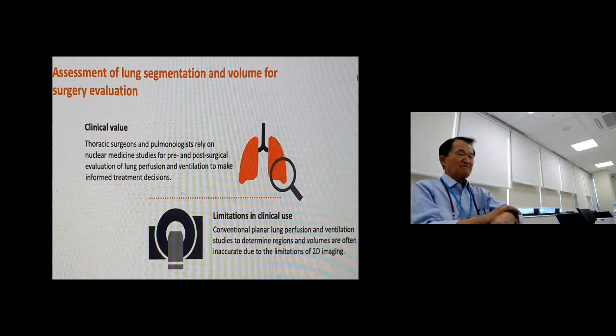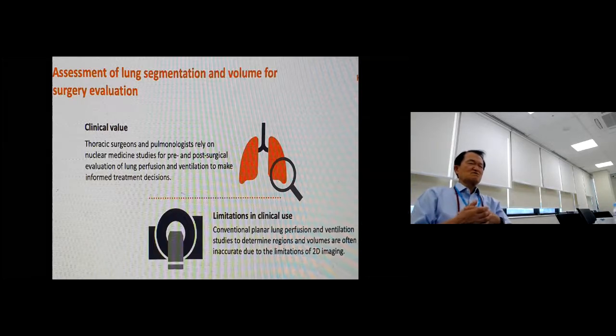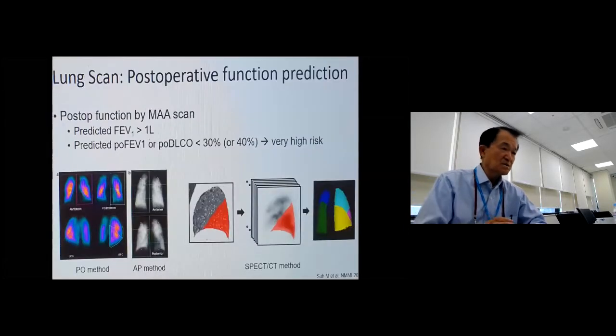So using FEV1, that's a pulmonary function test, normally greater than 2 liters. The minimum should be 1 liter or more. So calculating the resection and the remaining lung, and then seeing how much FEV1 the patient might have after surgery, you can make an operability decision. So this is one example, okay?